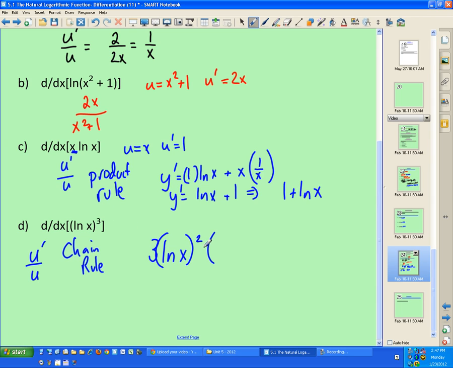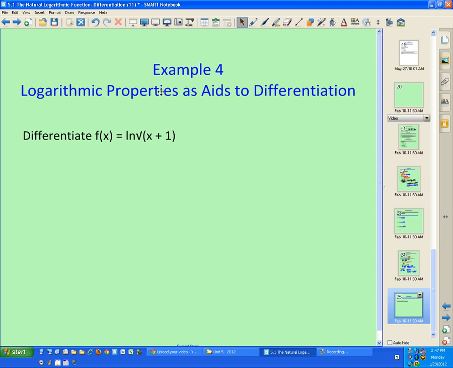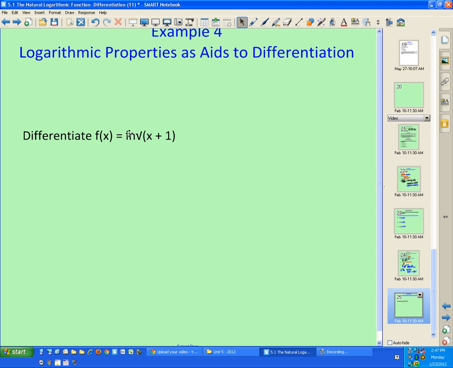And so if that's the case, then the best I can do for my answer is 3 ln of x all squared, maybe times 1 over x, or I might even do like 3 over x times ln of x squared. I don't know, it just depends on how they want it simplified. So that's kind of what we're looking at for this one. And so then my final example that I'm going to do is basically we're going to use our properties to help us get through this differentiation.